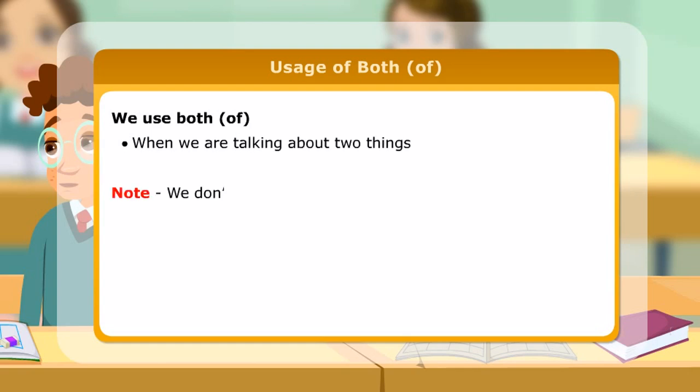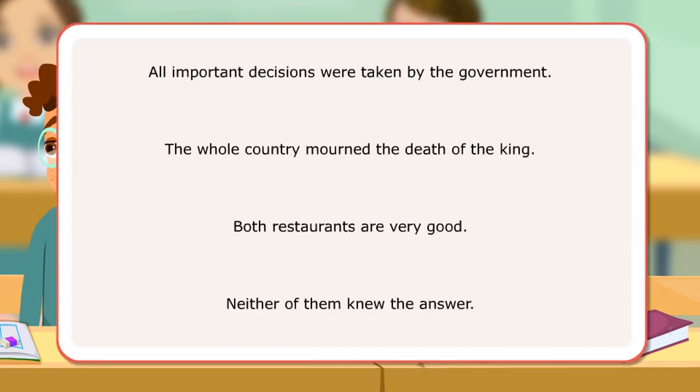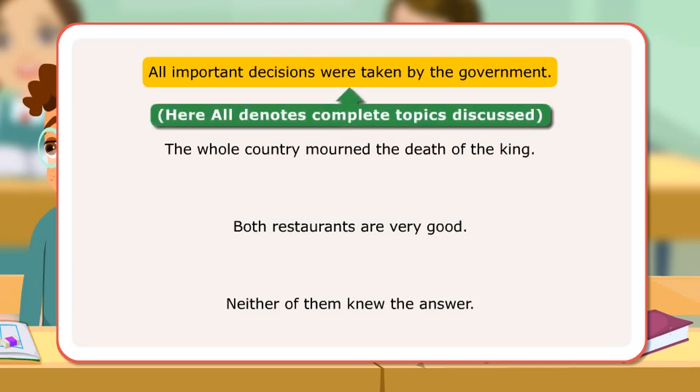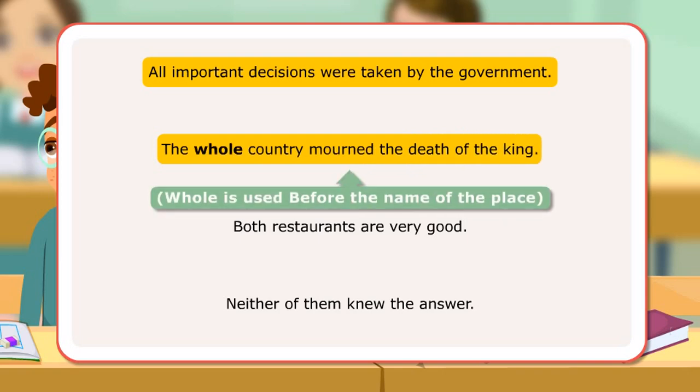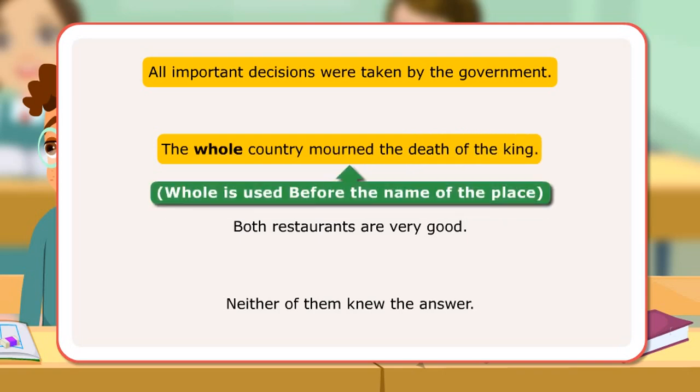Note, we don't usually use negative sentences with both of. Let us look at a few examples. All important decisions were taken by the government. Here, all denotes complete topics discussed. The whole country mourned the death of the king. Whole is used before the name of the place.